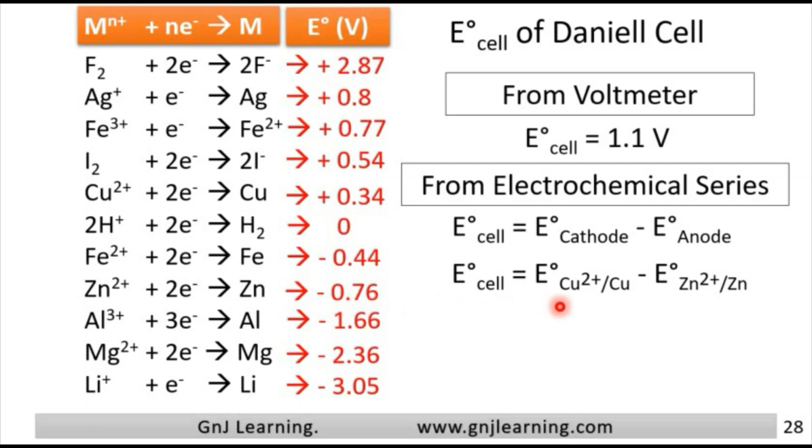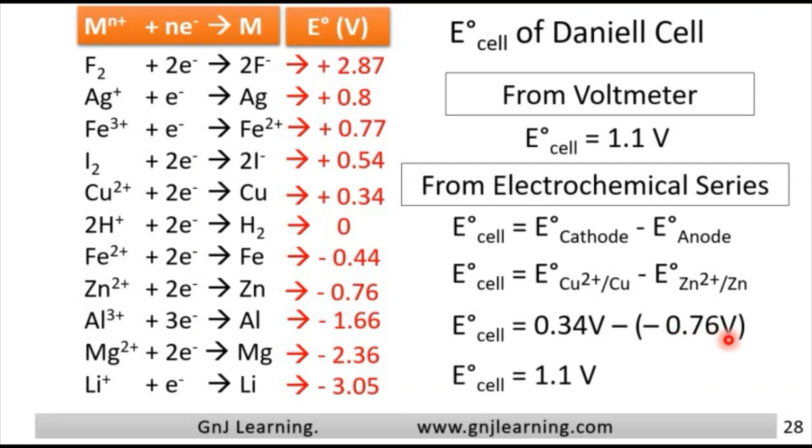So I am substituting the values of cathode and anode here. E0 cell is 0.34 volt minus of minus 0.76. So E0 cell will become 1.1 volt, and this corresponds to the voltmeter reading that we obtained. Now we'll look into a problem.